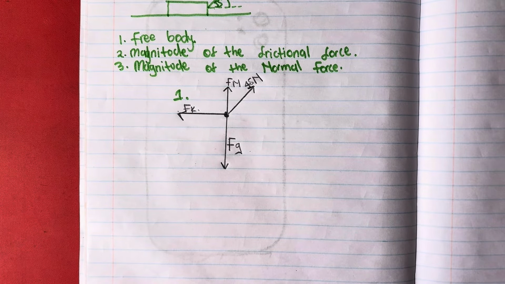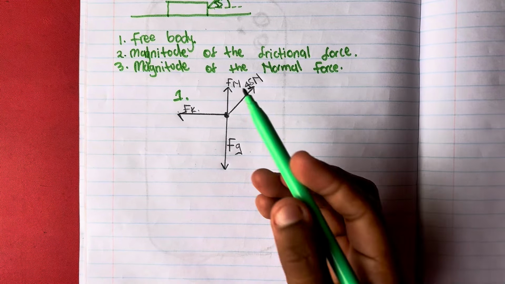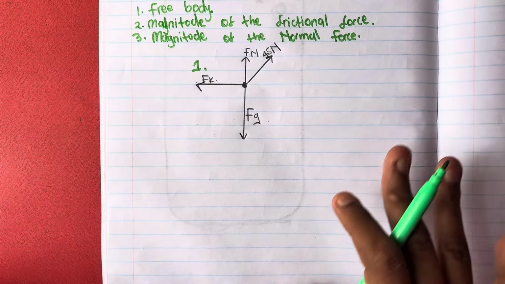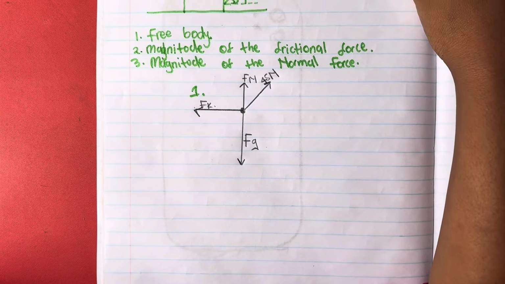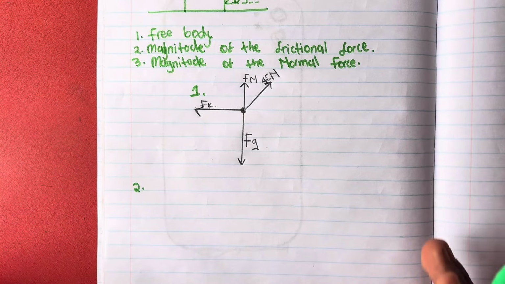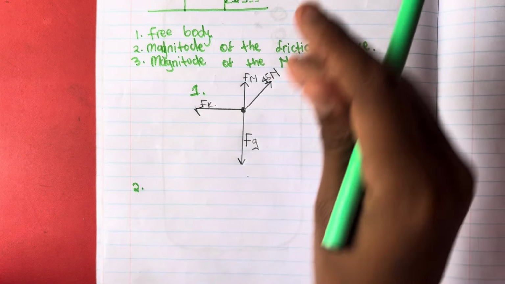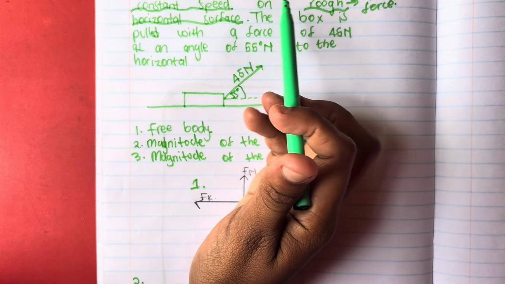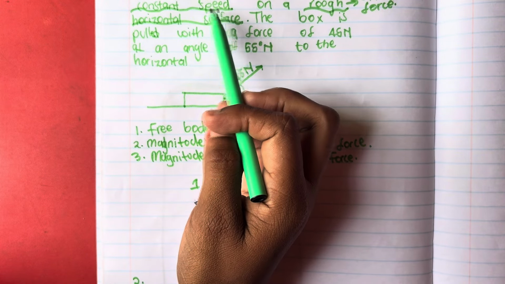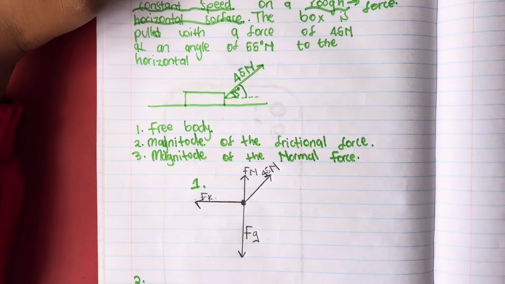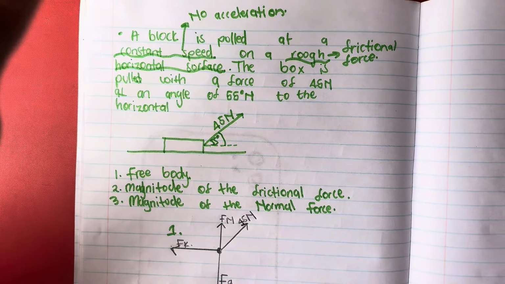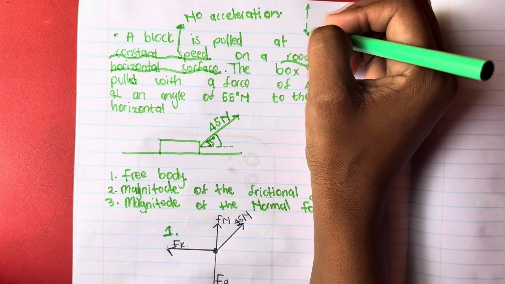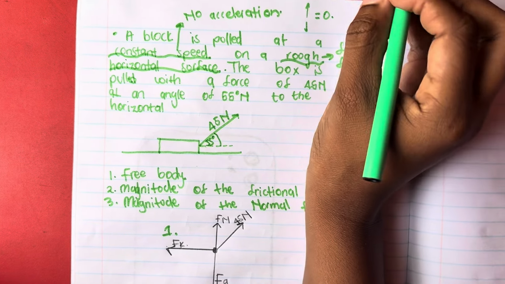Okay, question 2 is asking for the magnitude of the frictional force. Let's go to number 2. Just keep this here. So now they want to know the magnitude of the frictional force. But before that, let's go back here. They're saying that a block is pulled at a constant speed, which means we have no acceleration, which means that in the y direction, in the vertical direction, all the forces are equal to 0. Bear that in mind, right?